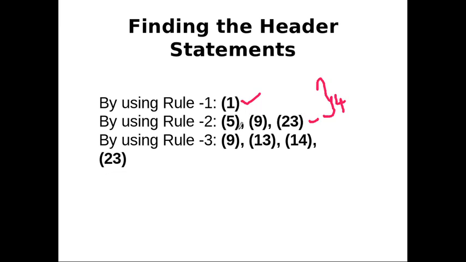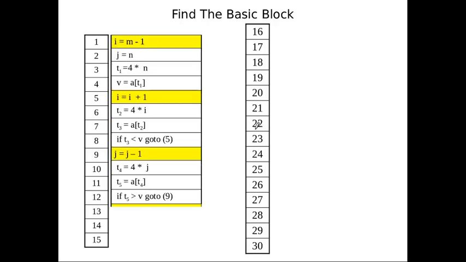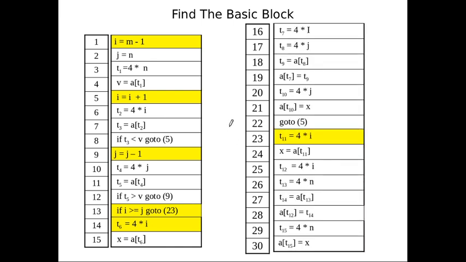So 1, 5, 9, 13, 14, 23. That is 1, 2, 3, 4, 5 and 6. Totally we have 6. How many header statements are we getting? 6. How many basic blocks are we getting? 6. Good.